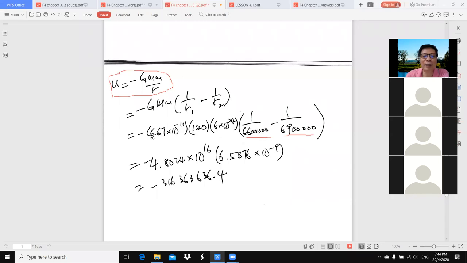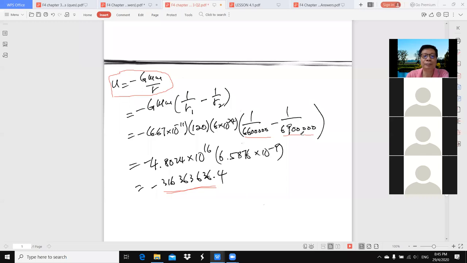Right? Okay, when you need to use a calculator, press very, very carefully. Then finally, you get this answer. Use a calculator. This is the change in the gravitational potential energy. To find the change, you take the bigger gravitational potential minus the smaller one. This is nearer, 6,600 kilometer, the potential energy is bigger. 6,900 kilometer away, potential energy is smaller. So I take the big one minus the small one. So you get this formula.